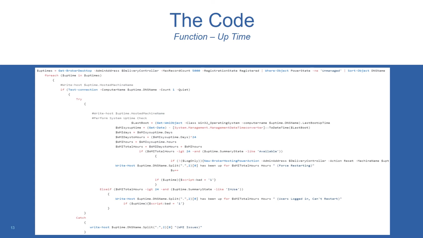If it is up for 24 hours and there's a user on it, then, so if it's up for 24 hours and does not have a user on it, it will reset. If it's up for 24 hours and has a user on it, it will just simply log that. It will write to the host that this machine has been up for 24 hours and there's a user logged on and it can't restart. So then it will be up to you to see that in the notification and address it accordingly.